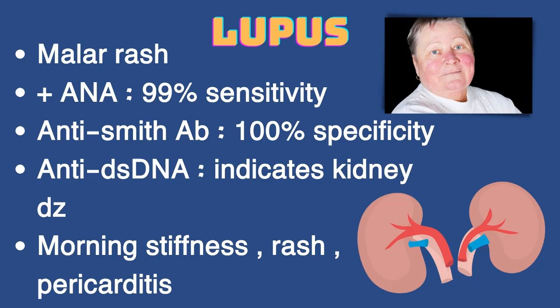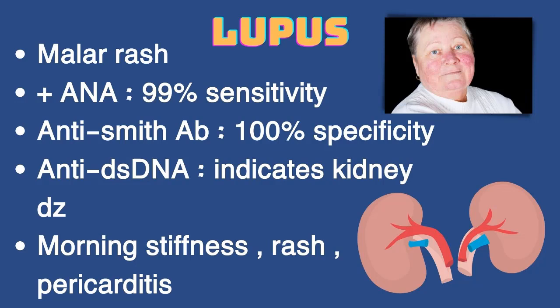The other one you get is anti-double-stranded DNA. And if that's positive, it not only means you have lupus, but it also means you have kidney disease as well. And that has about a 98% specificity as well. So that's why those are two good antibodies to confirm the diagnosis of lupus. Morning stiffness is present in lupus. It simulates rheumatoid arthritis, photophobia, the malar rash. What else? They get the pericarditis. All of these things one sees.